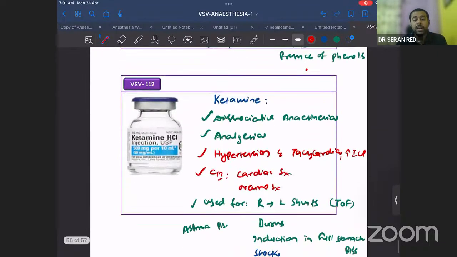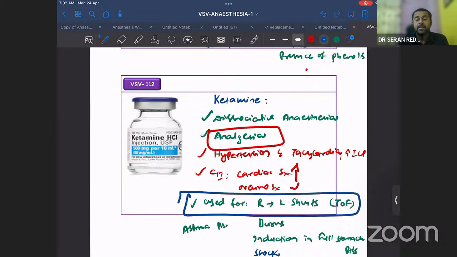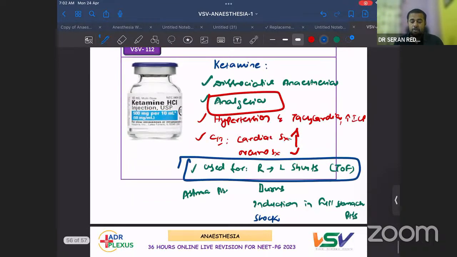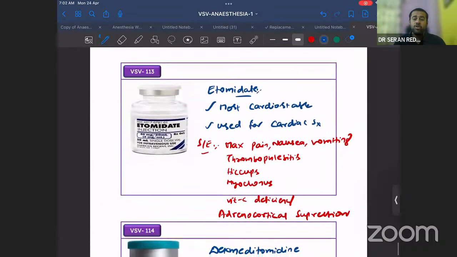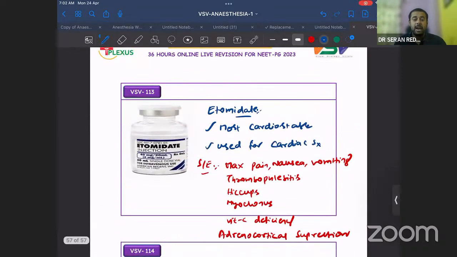Then coming to ketamine, ketamine causes dissociative anesthesia. It is the only IV induction agent which has analgesic property. It causes hypertension, tachycardia, and increased ICP. So that is why it is contraindicated in cardiac surgeries and neurosurgeries. And very important, it is used for right to left shunts like tetralogy of Fallot, because you need increased afterload in these cases. It is also used in asthma patients, burns patients for dressings, and for induction in full stomach patients and in shock patients.